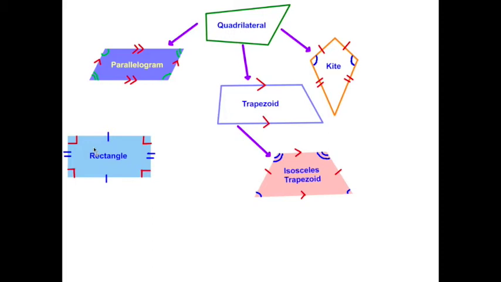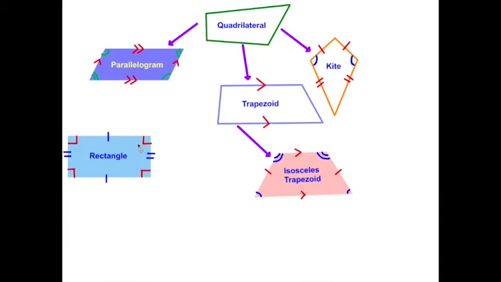Any guess as to what you see? If you said that all the angles are 90-degree angles or right angles, you are absolutely correct. Okay? So the only difference between our parallelogram and our rectangle is that the four angles, 1, 2, 3, and 4, are 90 degrees.